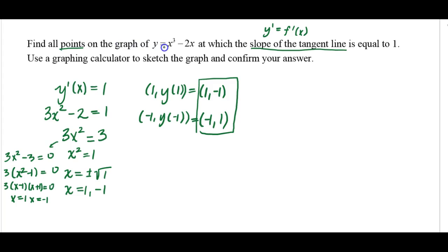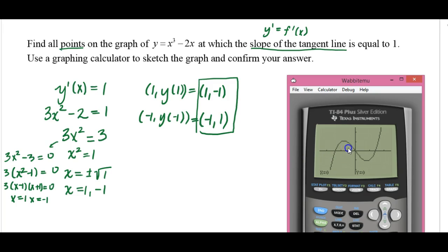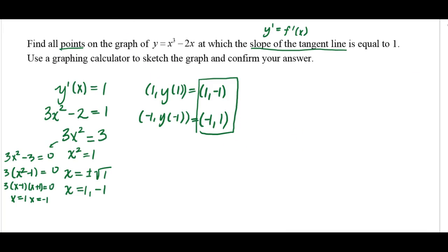So find all points on the graph of y equals x cubed minus 2x at which the tangent line is going to have a slope of 1. And now use a graphing calculator to sketch the graph and confirm your answer. So I've already gone ahead and pulled up that graph. So hopefully we can see here that at the point negative 1, 1, so right around here, if I were to draw a tangent line right there, I would have slope 1. And then at 1, negative 1, if I drew a tangent line, I would have slope 1 again. So, whoops, it disappeared, but that's okay. That was as long as we needed it for.